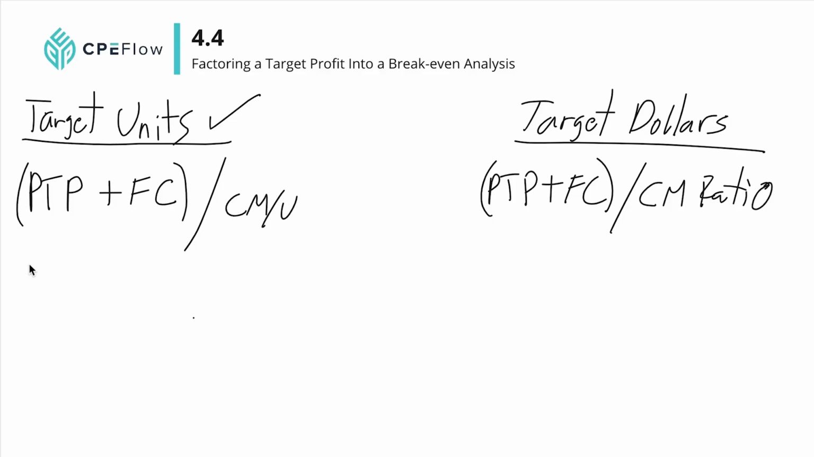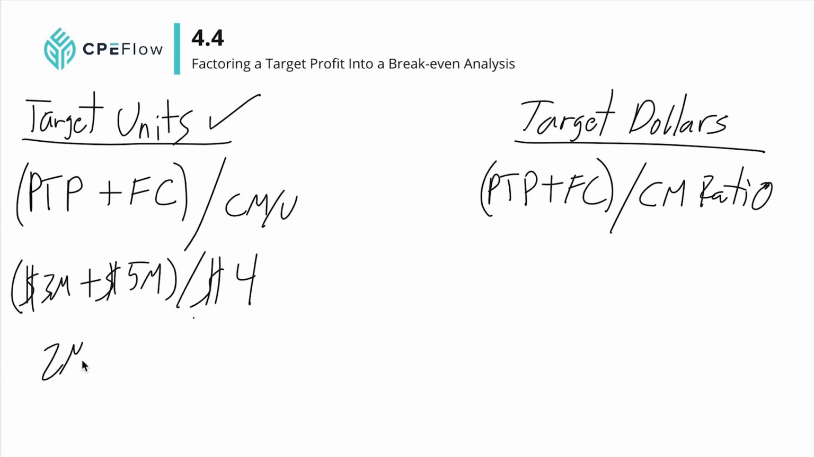Let's start with the pre-tax target profit formula in units. Pre-tax target profit plus fixed cost divided by contribution margin per unit equals target sales level in units. For House of Coffee's large cappuccino, it's $3 million plus $5 million divided by $4, which equals 2 million units that must be sold to realize a pre-tax profit of $3 million.